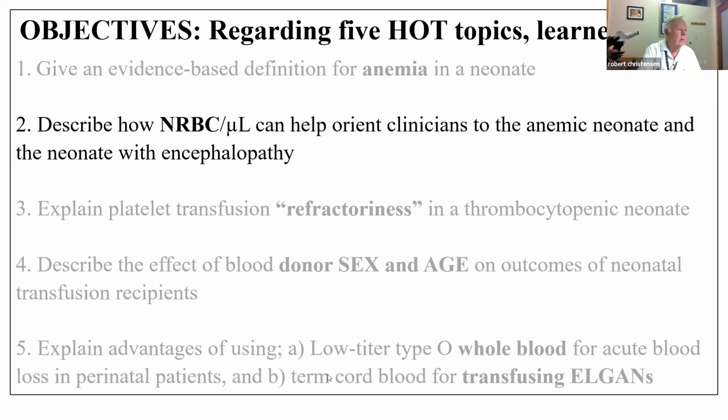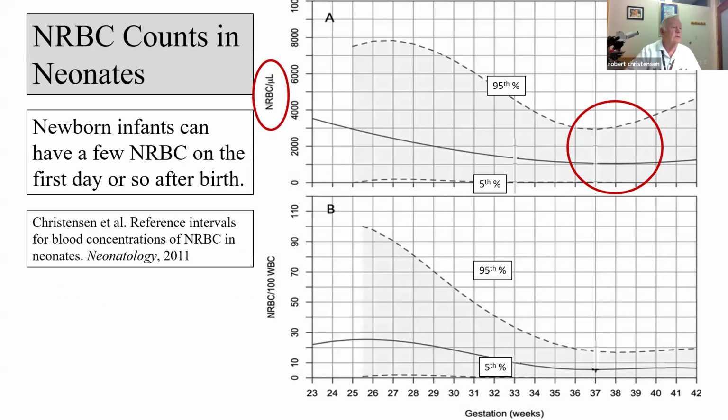Okay, let me see now. All right, so here what you see are nucleated red blood cell count nomograms in neonates. Again, there's an A and a B panel. The A panel is nucleated red cells per microliter of blood, and the B panel is nucleated red cells per 100 white blood cells. I don't know how your lab likes to present it. Maybe one way, maybe the other, maybe both. But panel A is nucleated red cells per microliter. Panel B is nucleated red cells per 100 white cells.